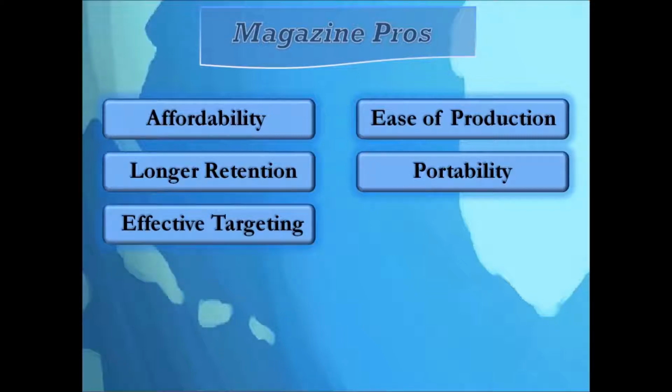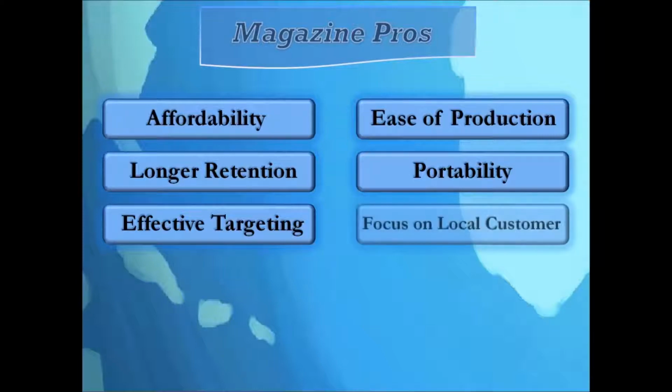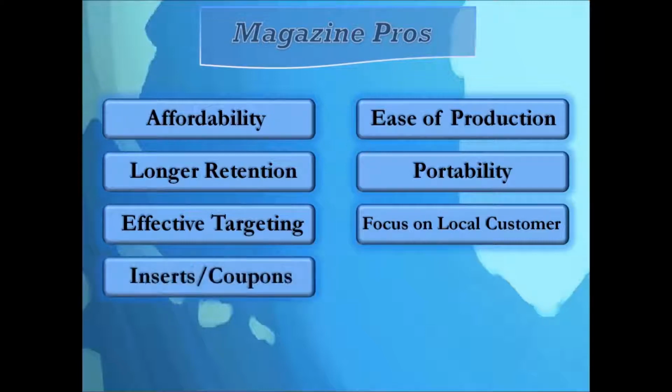Effective targeting. If you work in the food industry, you can look into advertising in the Food Network magazine. If you sell sporting goods, then Sports Illustrated. Focus on local customers. Advertise in your local magazines to let your neighbors know about your business. Inserts, coupons. Draw your customers to your business with coupons.